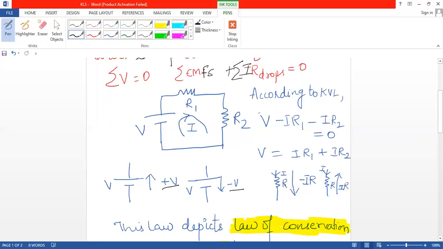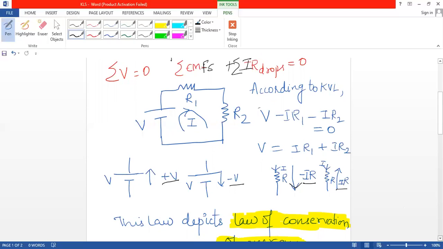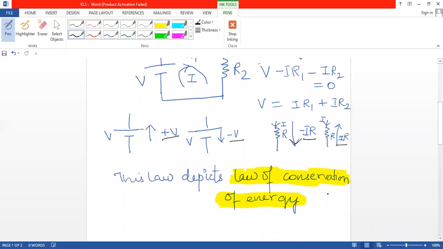Suppose I have a resistor and I want to take the convention for this. If the current direction through this R is downwards and my direction of movement is also downwards, then if both the directions are the same, the voltage drop is minus I into R. Similarly, if they are in opposite directions, if my movement is upwards and the current direction is downwards, then the voltage drop is just I into R. So this particular law depicts the law of conservation of energy.